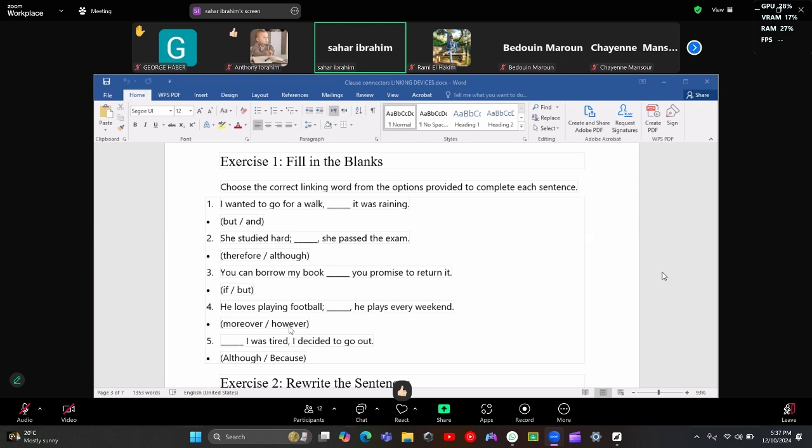George Haber, number 2. Okay. She studied hard, therefore she passed the exam. Right. What about therefore? Is it a coordinator? Is it a conjunctive adverb? Is it a correlative conjunction? Tell me. Do you know how I can figure it out? From the punctuation marks that are required. So we have got a semicolon and we have got a comma.